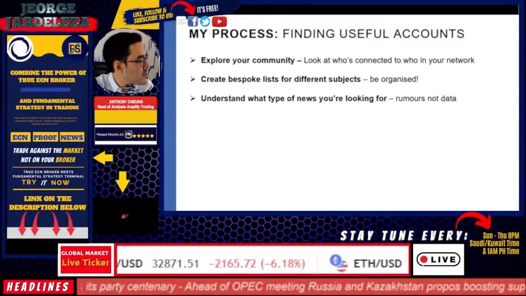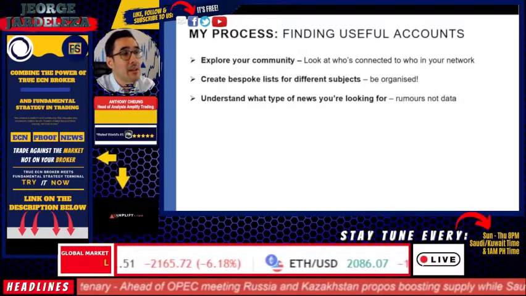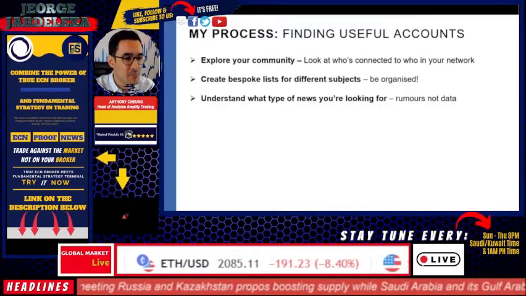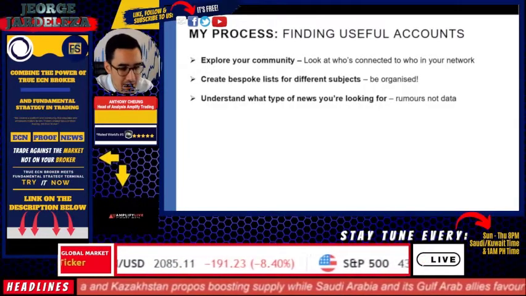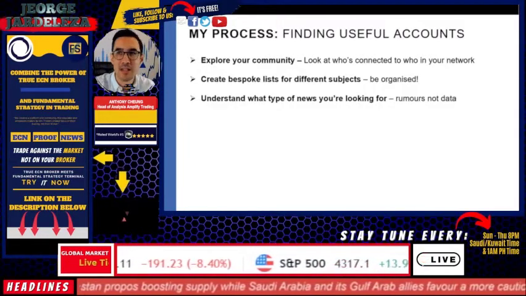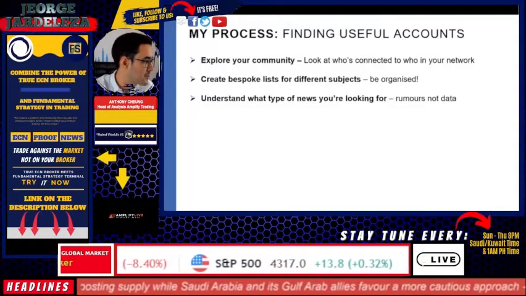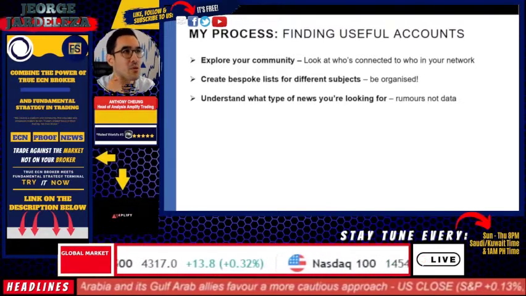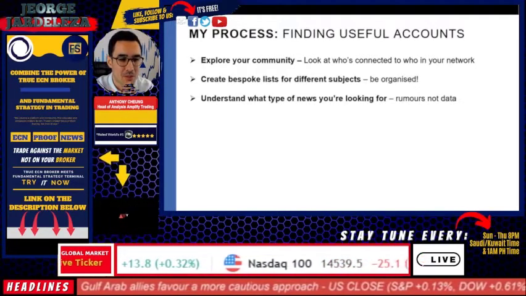Understand what type of news you are looking for. One thing, again, to be crystal clear, you're not using Twitter to capture, say, economic data when it's released. That's where you go to investing.com or Forex Factory. You can get that anywhere. What you're looking for are rumors. That's what's really powerful when it comes to Twitter.